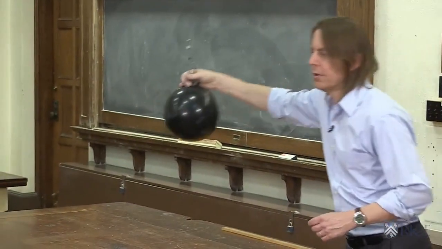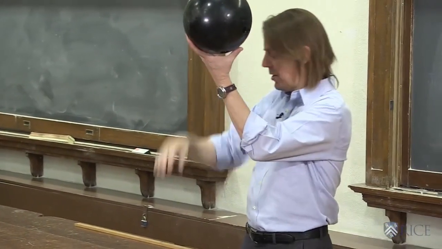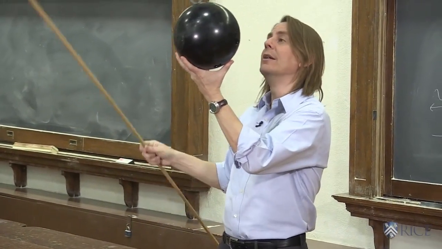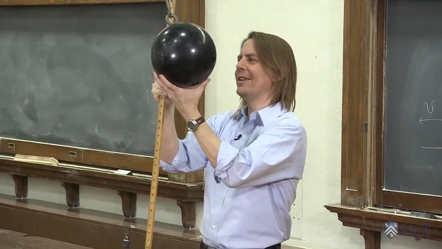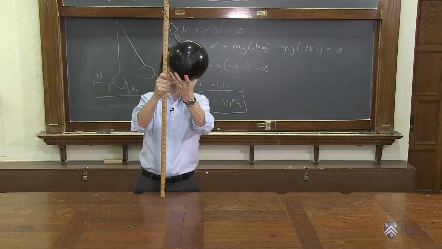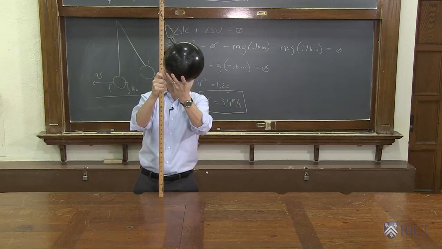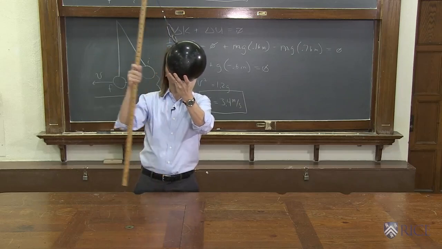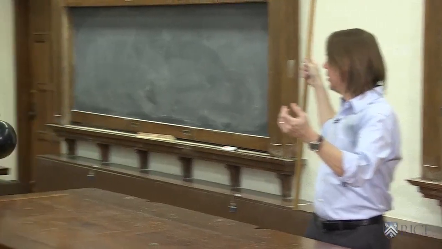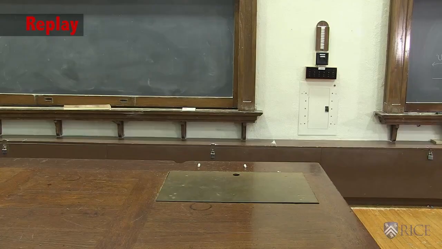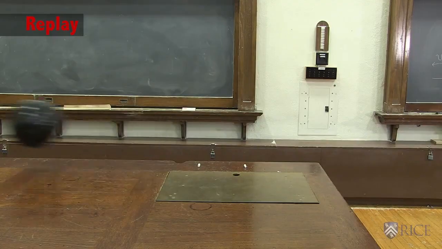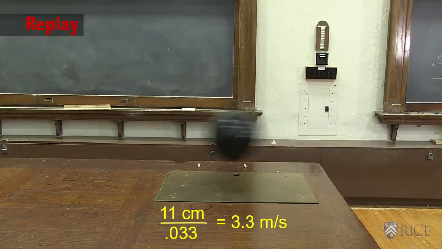So here we go. I think about here is about where it was at 0.76, right there. It's sitting at 0.76. So pull this out and let it go. And we look with the slow-mo camera, and sure enough, 3.4 meters per second.